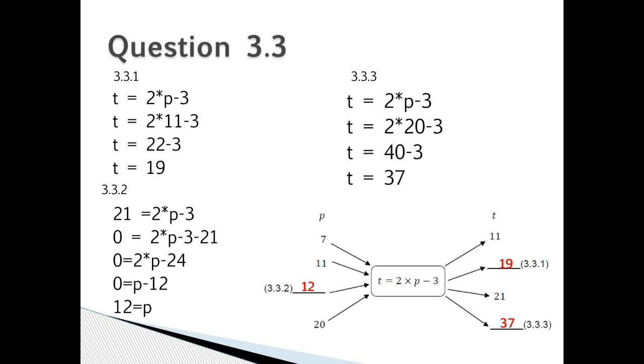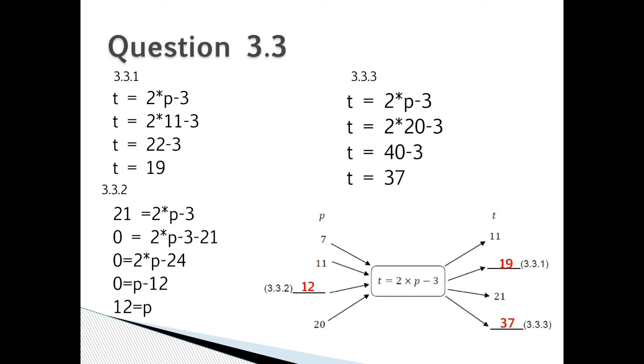3.3.2. 21 is equal to 2 times P minus 3, which means we need to solve for P. If we take the 3 across, it becomes 2 times P is equal to 21 plus 3. If you simplify, it is 2 times P is equal to 24. That means that if we divide by 2, P will be equal to 12.